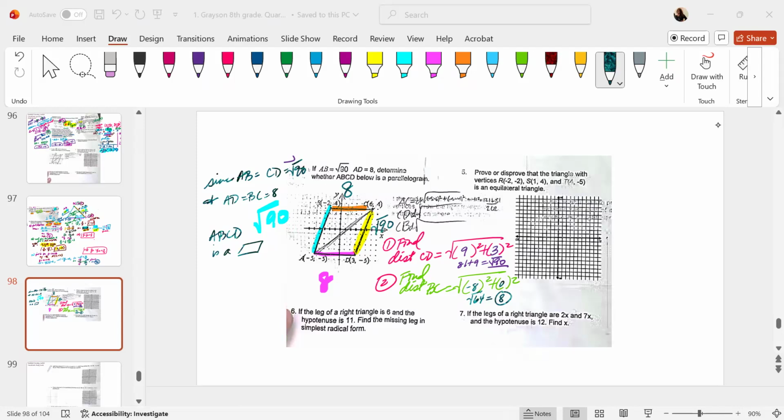Do you see how CD is square root of 90? And then BC is 8. So it is a parallelogram. Do you see that? Yeah. Okay, make sure you explain it. Number 6 or number 5.